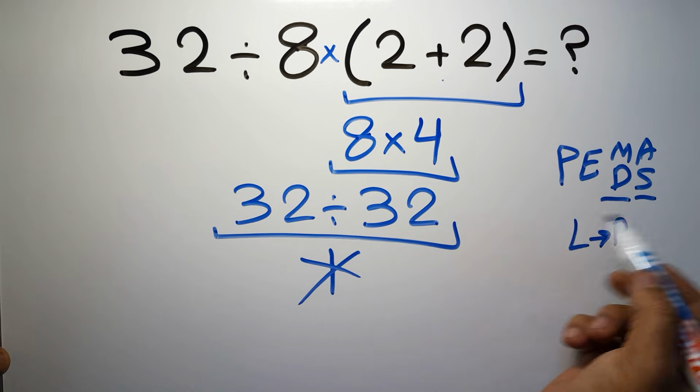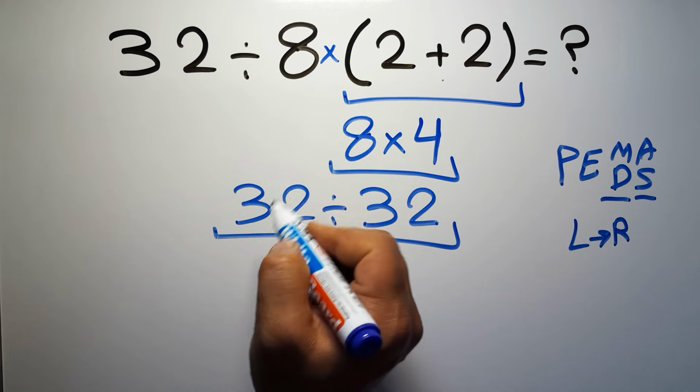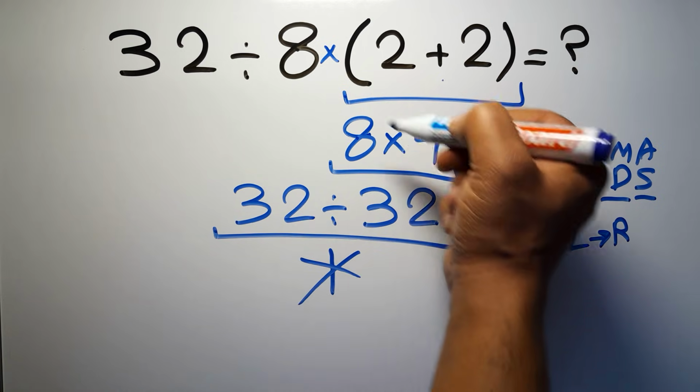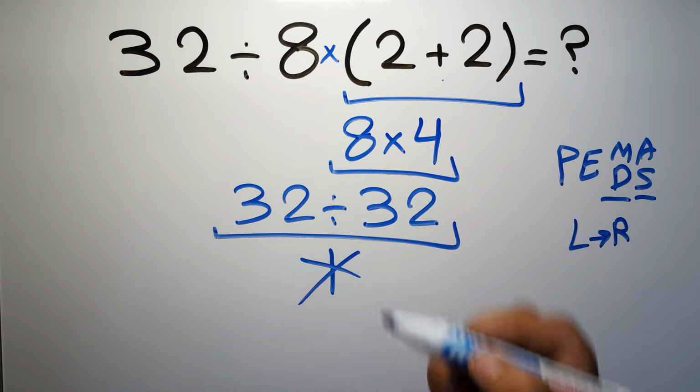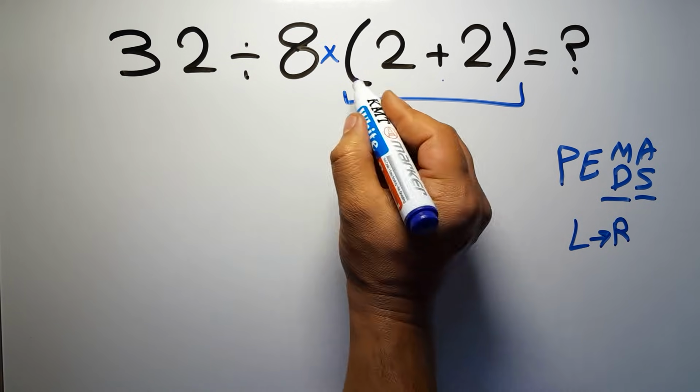Okay, so according to the PEMDAS, first we have to do this parentheses, then this division, and finally this multiplication. If we do this multiplication before this division, it is wrong. So first we have to do this parentheses.